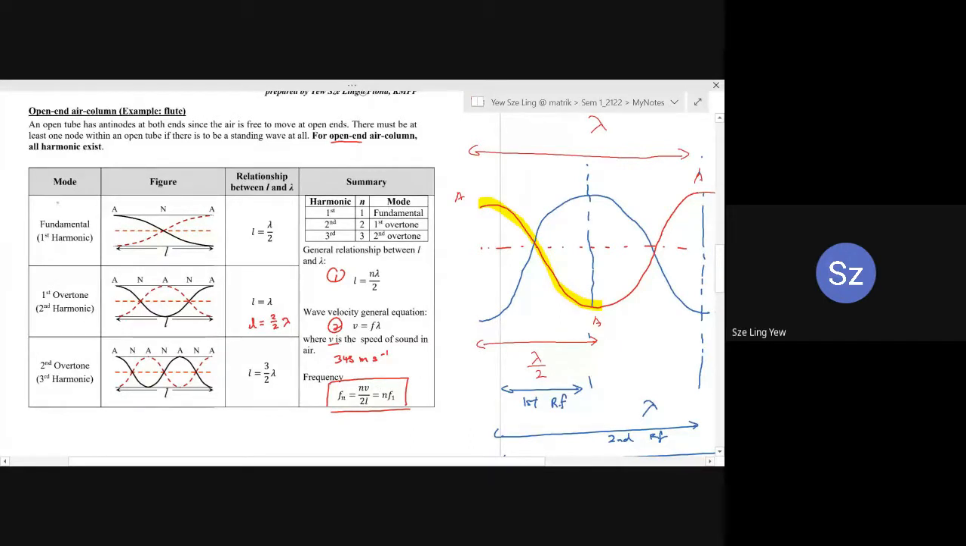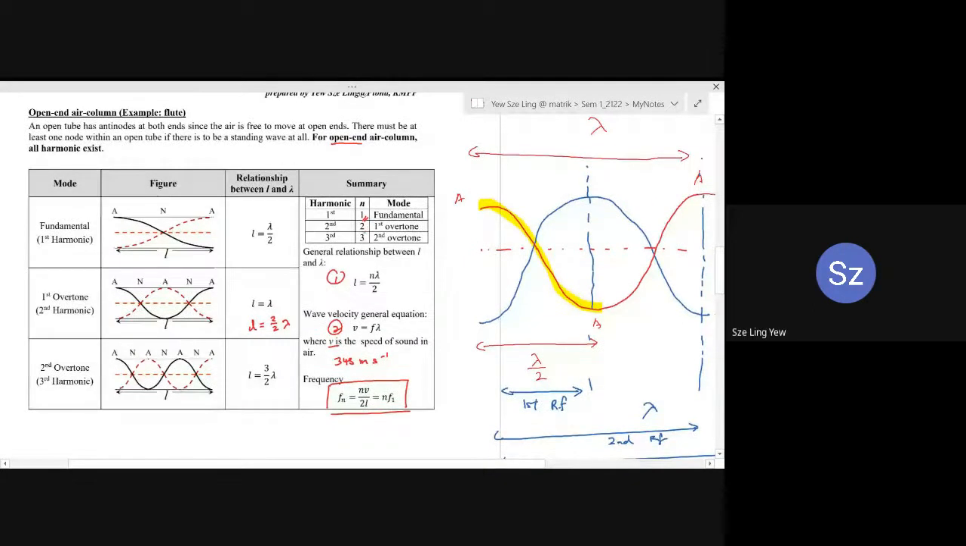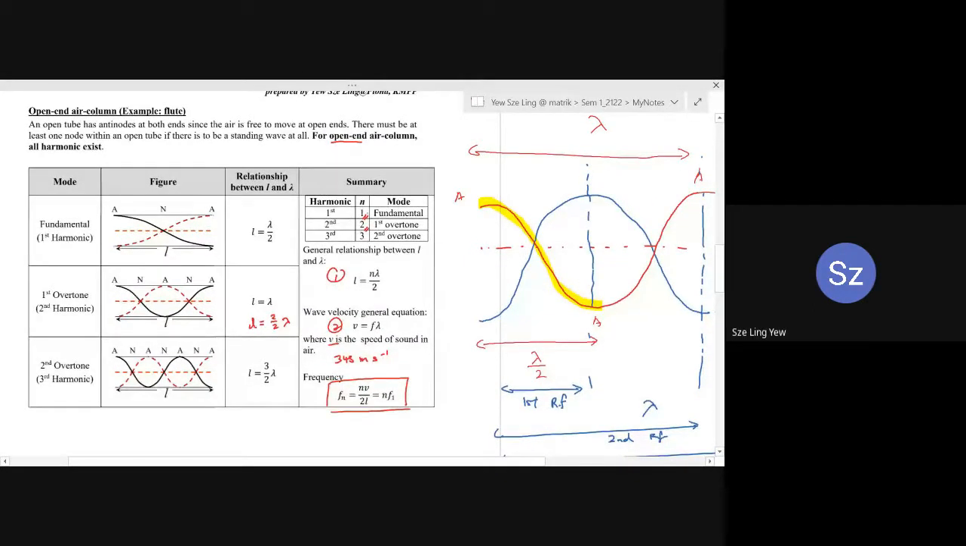So basically what we look at is, in between two fixed ends, what is the shape of the graph that you have? Whether you have a first resonant frequency, second resonant frequency, third resonant frequency, and so on. You use n to represent the numbering, to represent the frequency that you are looking at. So again, n equals 1, 2, 3, and so on. So this is the open-end air column.